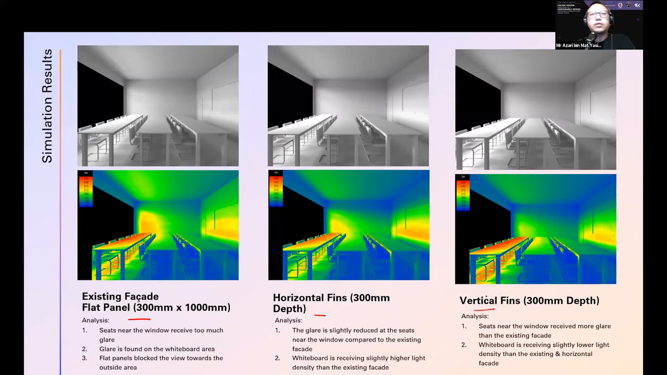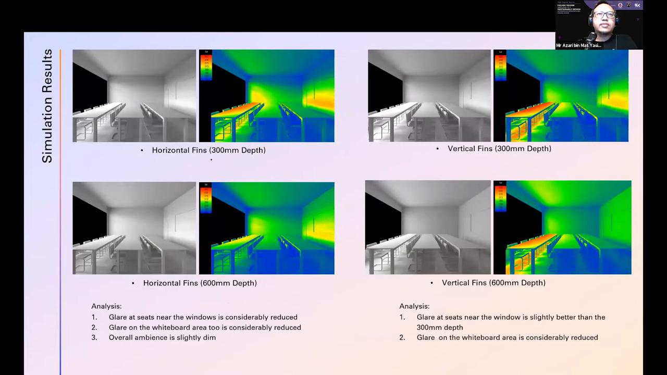I'll just go through a bit. She also tested the horizontal fins of 300 mm and horizontal fins of 600 mm, and also tried to check the other elements as well. You can see that glare at seats near the window is slightly better than the 300 millimeter depth. Glare on the whiteboard area is considerably reduced, which is very important because in our classrooms, when you use whiteboards, if you have glare, you can't see what is written. As opposed to our time, the old school people using blackboards, we had little problem with glare. But nowadays, whiteboards, lots of problems.